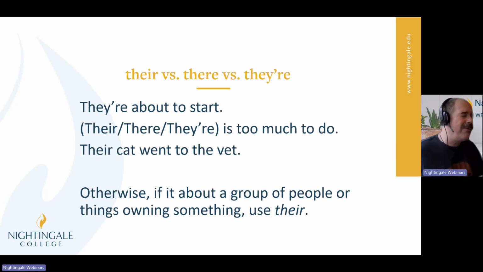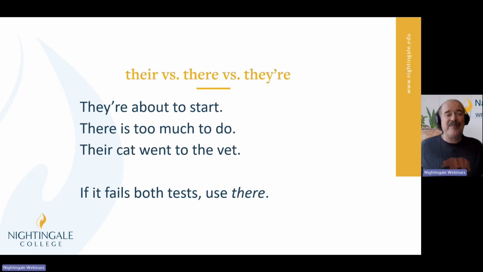So if you have tried both of these rules, you've checked for they are and it doesn't work. You've checked for possession and it doesn't work. Well, process of elimination, you know it's about T-H-E-R-E. That is the choice. A word that can have a few different meanings. So it's harder to make a test for that because it has a few different meanings. But again, process of elimination, just go through the rules for T-H-E-Y apostrophe R-E and the rules for T-H-E-I-R. If neither apply, you're there.